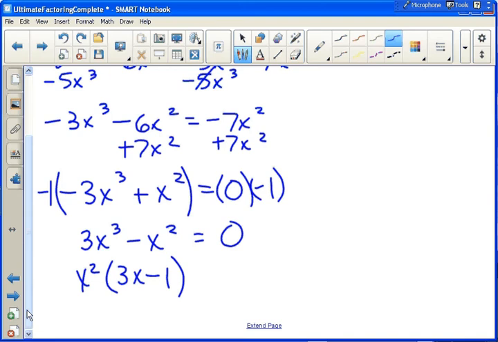Here I just square root both sides and I get x equals 0. Here I add 1 to both sides and then divide by 3 to get x equals 1/3.